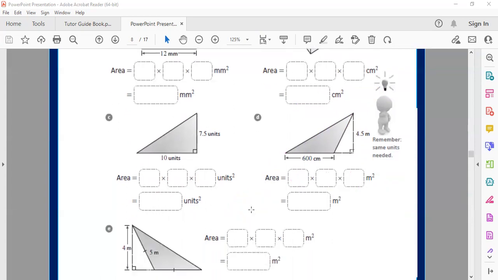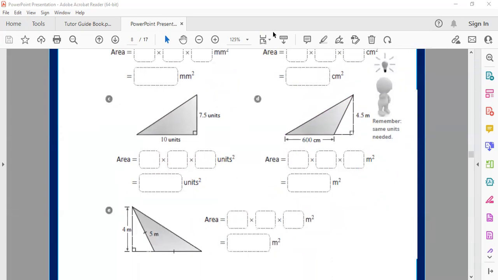Right, guys. Okay. Last question. What is the area of this? Remember, are you going to use this 5 here? No, but this is also 5 here. So half, okay, remember, times the base, which is 5, times the height, which is 4. 5 times 4 is 20. 20 divided by 2 is 10.